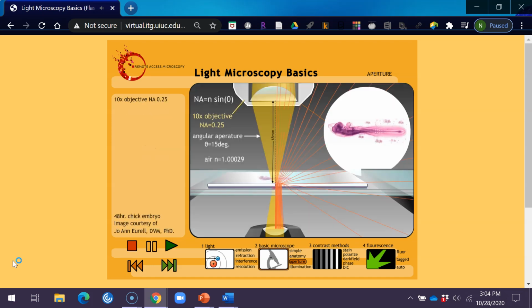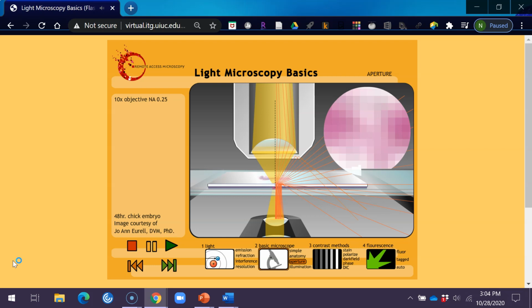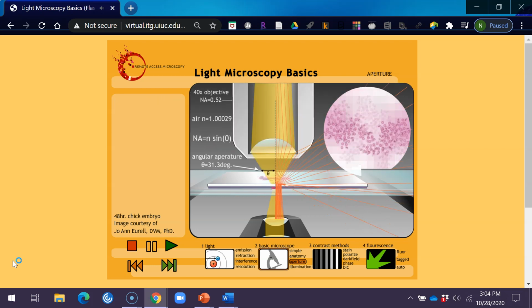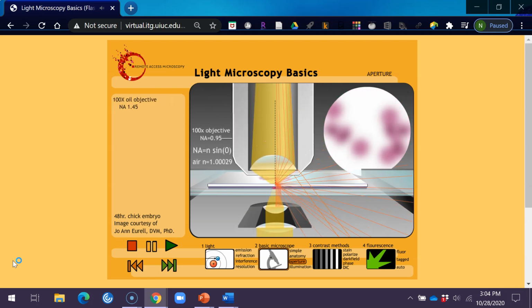A 10x objective with an NA of 0.25 is capable of gathering enough light rays from a distance to form a clear image magnified 10 times. But for a sharp image at a higher magnification, better resolution is required. This can be achieved by a 40x objective with a cone angle of 31.3 degrees, resulting in an NA of 0.52. For a higher magnification of 100x, better resolution is needed.